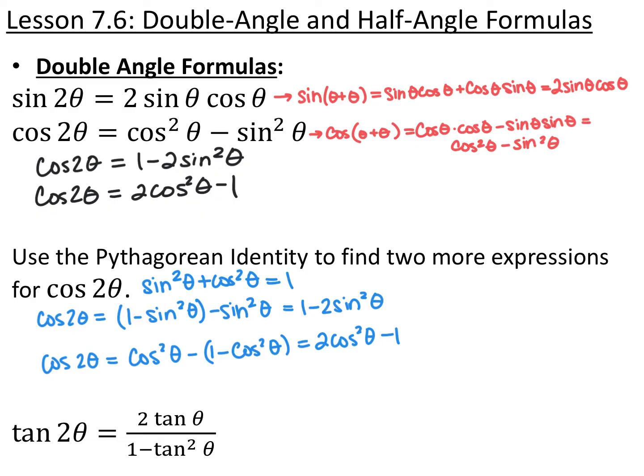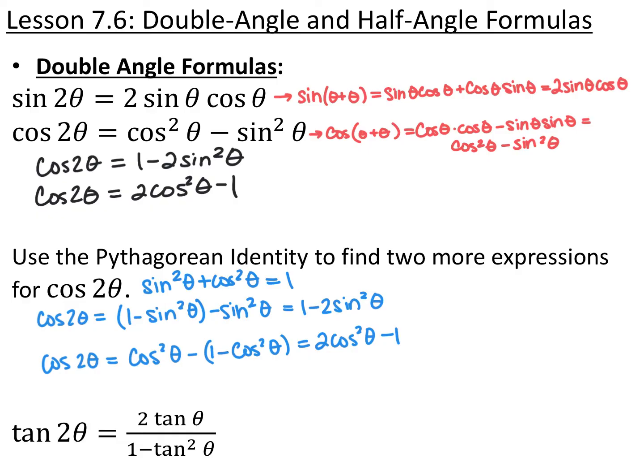And then similarly, cosine 2 theta is equal to cosine squared theta minus sine squared theta. Again, directly from our sum formula for cosine. Cosine of theta plus theta, same trig function, opposite sign. Cosine theta times cosine theta minus sine theta times sine theta. Therefore, cosine squared minus sine squared. Cosine 2 theta actually has 3 identities.